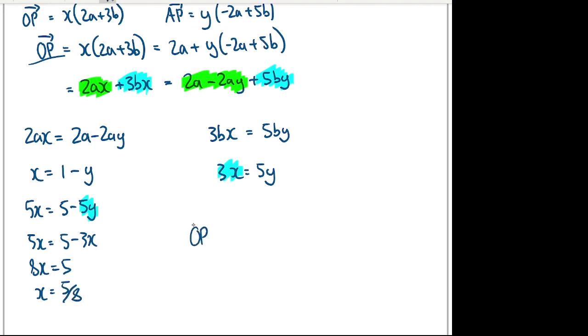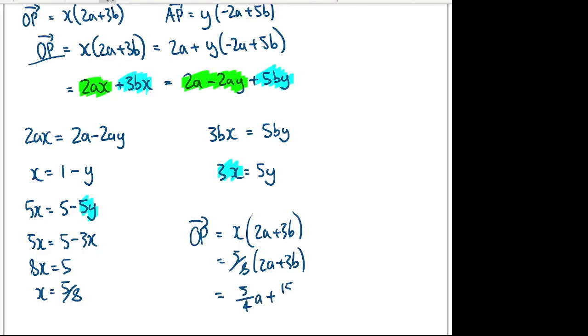I can then go back to my equation for OP, the first one I made, which was x(2a plus 3b), which is 5 over 8 (2a plus 3b), which is 5 over 4 a plus 15 over 8 b, and we are done. Wallop. Thank you very much.